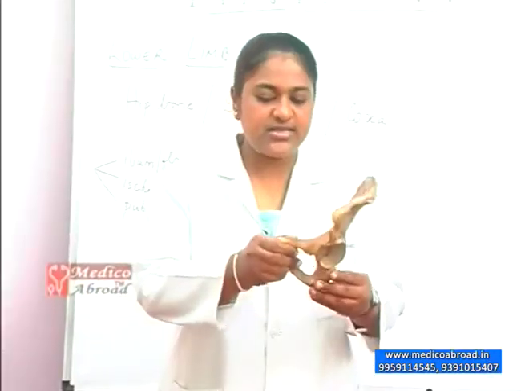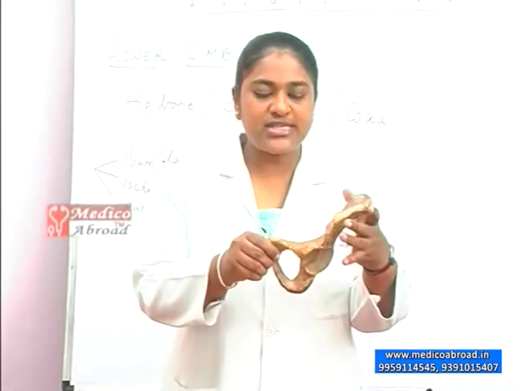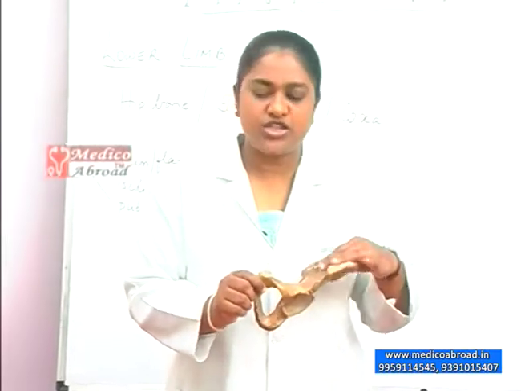Now this is your hip bone. As you can see, it's an irregular bone. You can't really describe a particular shape.